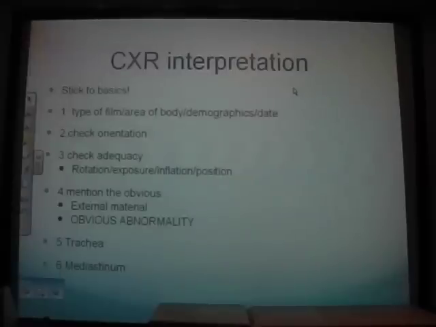Mentioning what external materials, so what types of things can you see on a chest x-ray? Pacemaker, energy tubes, valve replacements, central lines, sternotomy wires. See if they've got oxygen on, if they've got ECG leads in, if they've got a bra on. Okay, trachea, we want to make sure it's central.